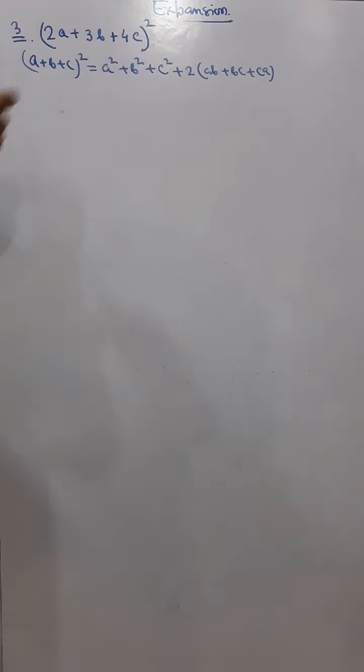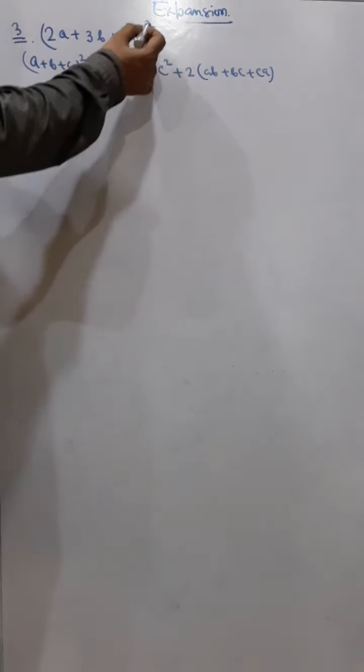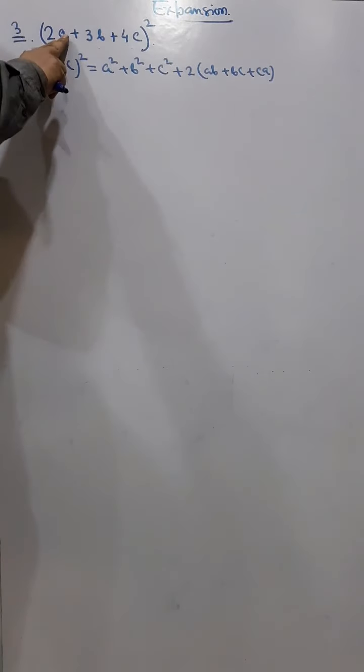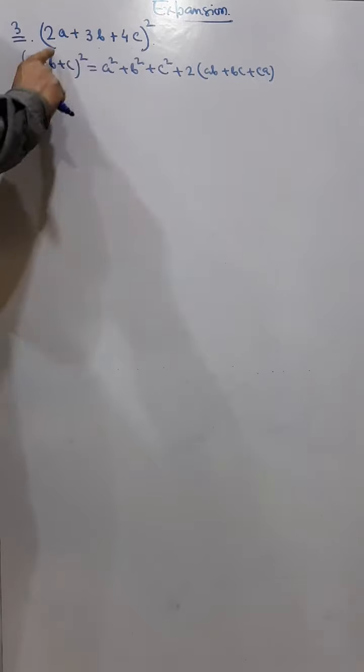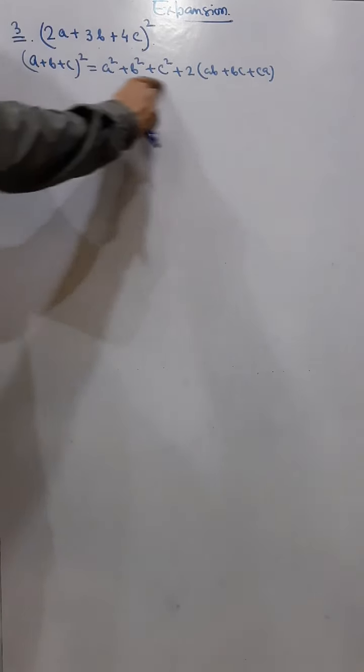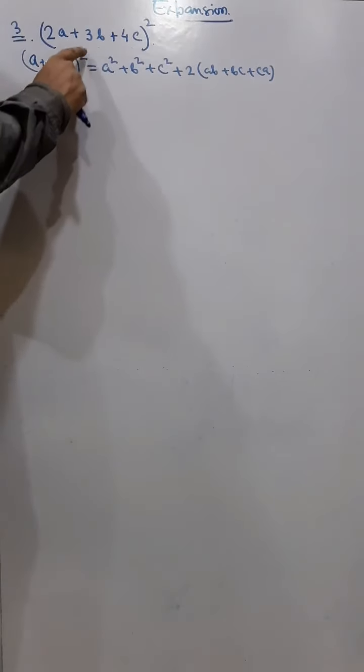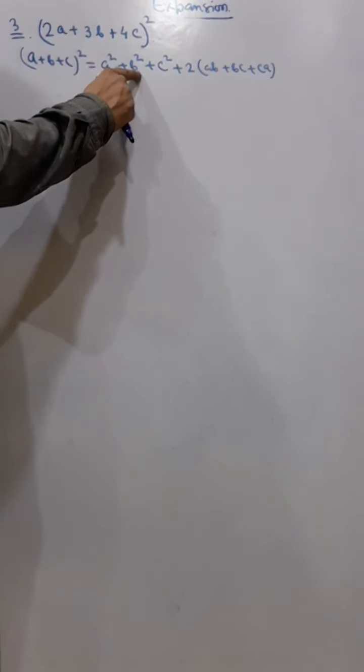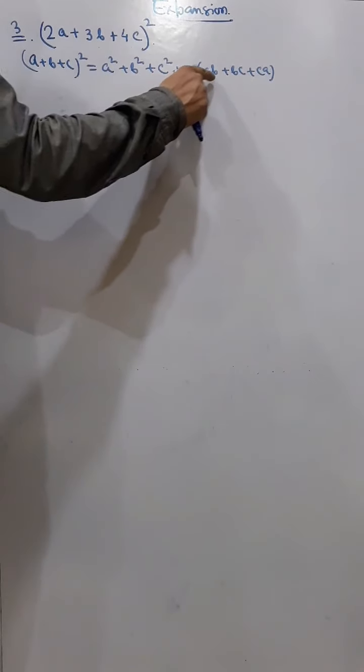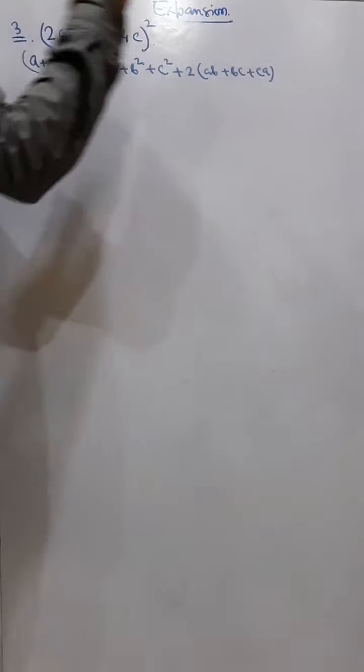Okay, now this one, (2a plus 3b plus 4c) whole square. So that means this is the first term, this second term, third term. So that's a, b, c. So we'll use this formula: (a plus b plus c) whole square is equal to a square plus b square plus c square plus 2 bracket ab plus bc plus ca.